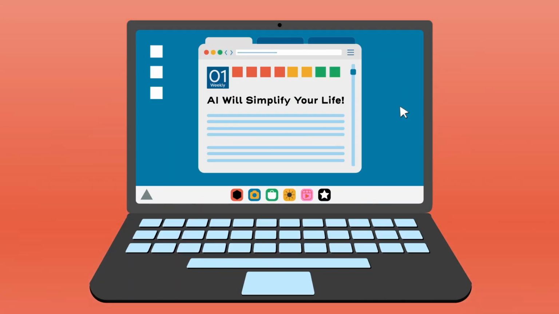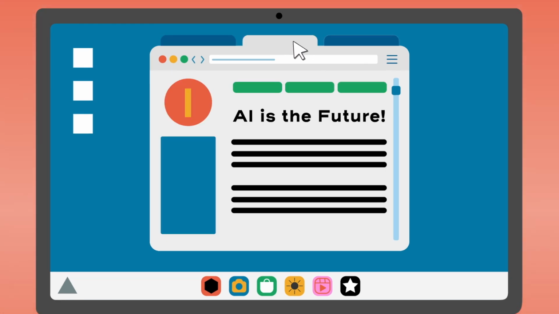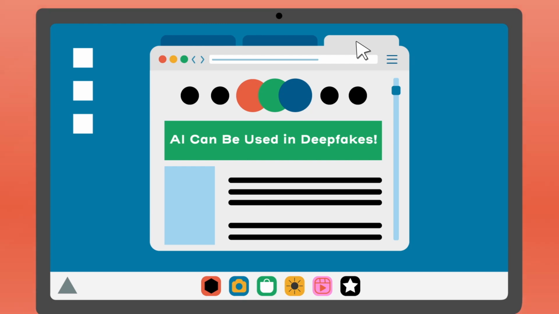From lessons in the classroom to campaign ads for elections, artificial intelligence, or AI, is transforming the civics landscape. So how can you help your students harness AI's potential while avoiding its perils?